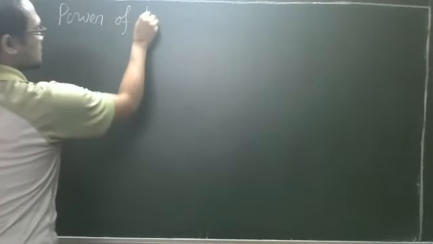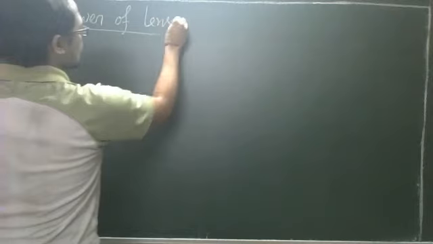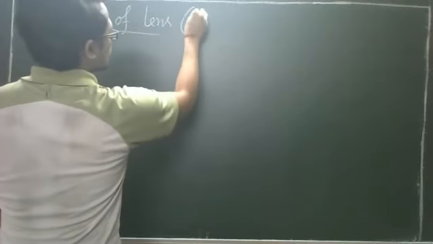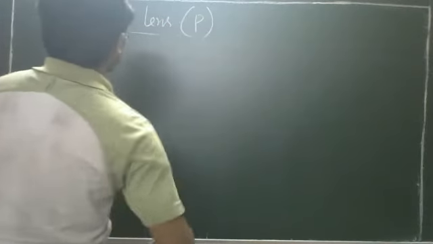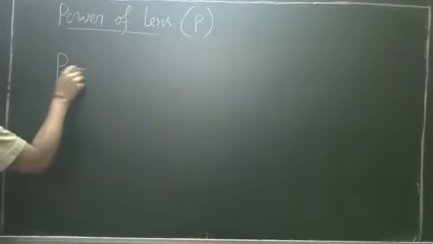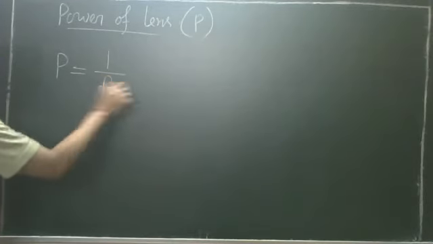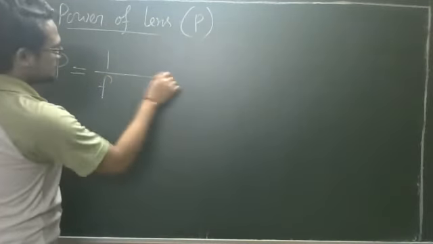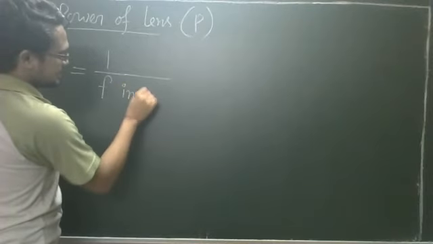Okay, I am starting. First I am telling the short portion, that is power of lens. This portion you all know. Power of lens is denoted by capital P, and the formula for power of lens is P equal to 1 by f, where f will be in meter.